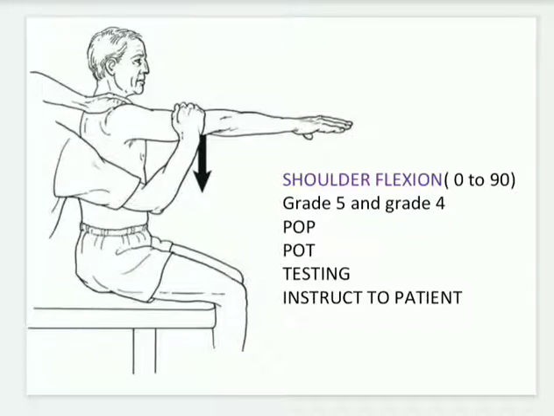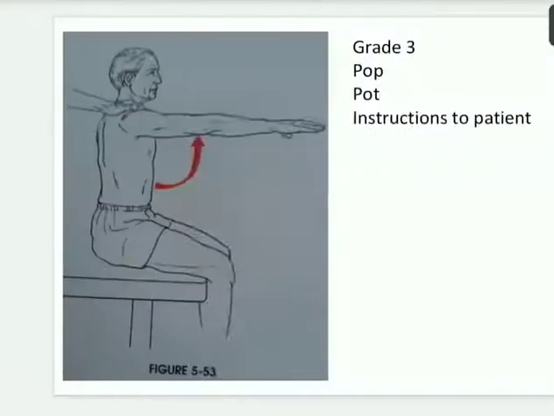The instruction to the patient is: raise your arm forward to the shoulder height and hold it, but don't let me push it down. The therapist will give resistance against the action while the patient is flexing. So with that, grade 5 and grade 4 are shown in the figure.